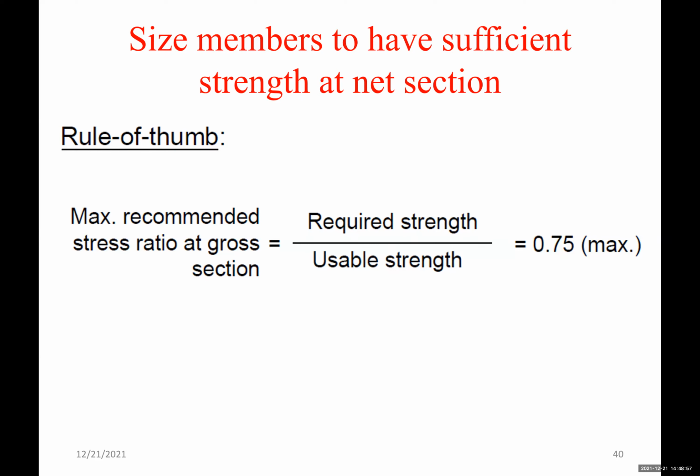So a rule of thumb is the maximum recommended stress ratio at the gross section, the required strength over the usable strength, maximum of 0.75. So this is a rule of thumb. If you have such a utilization ratio, then you may not have issues at the net section strength when designing the connections.